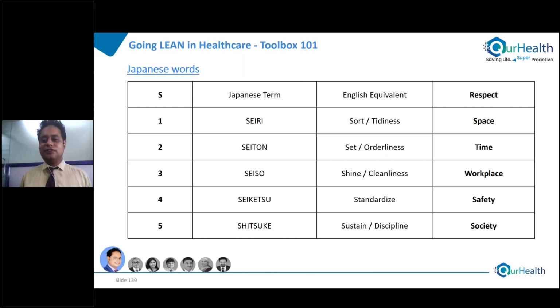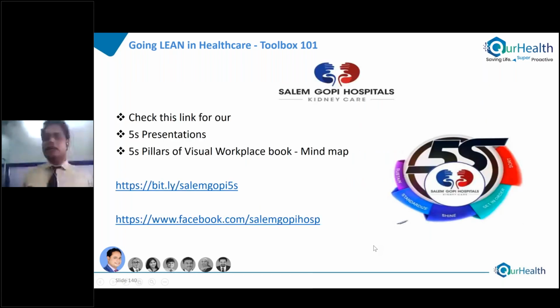Fourth is safety. Many people say there is a sixth S, which we call safety. But safety is a part of the fourth S only. When we standardize things, it is for safety only. Please remember. Fifth is Shitsuke, which we call sustain in English, and it is like for the society. If you are doing something for the society, when I implement 5S, I teach others how to do it, and there are various competitions which are held. So we go and we learn.